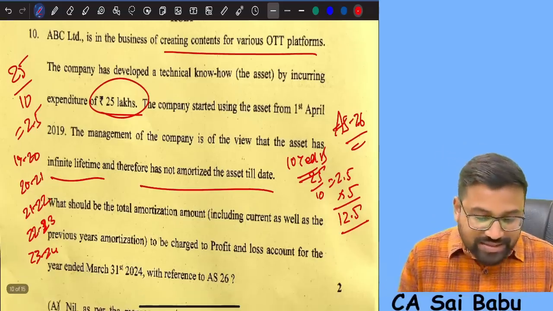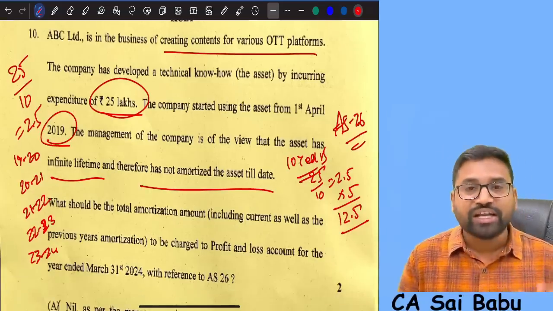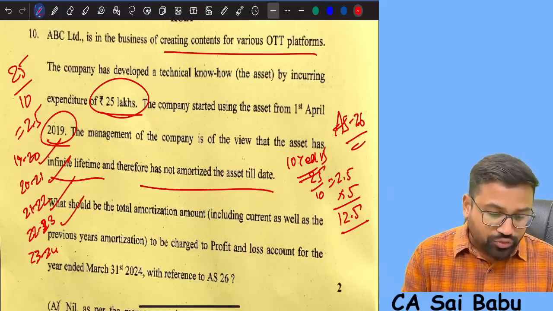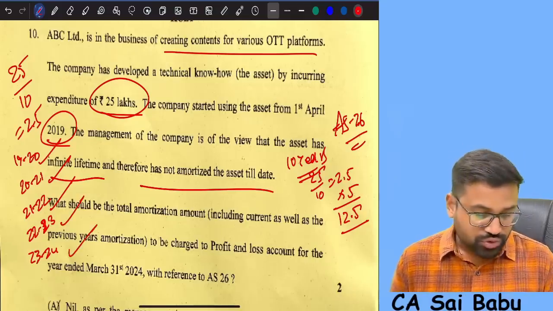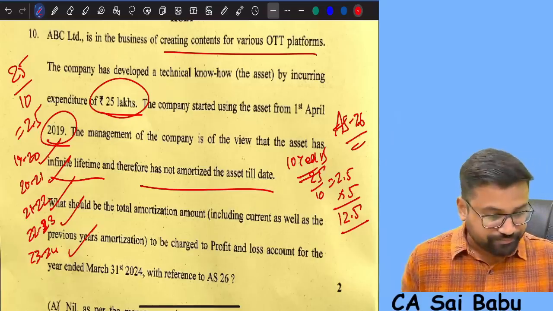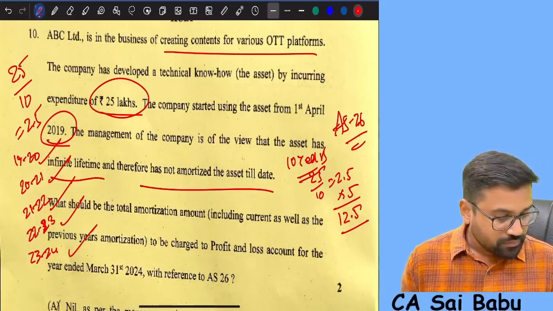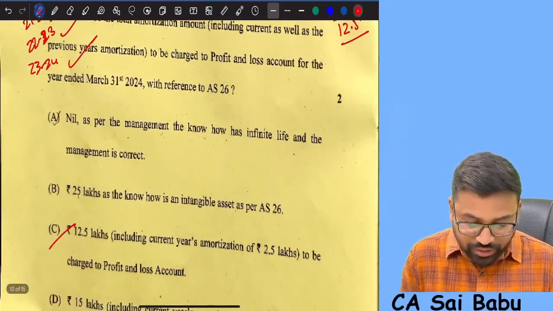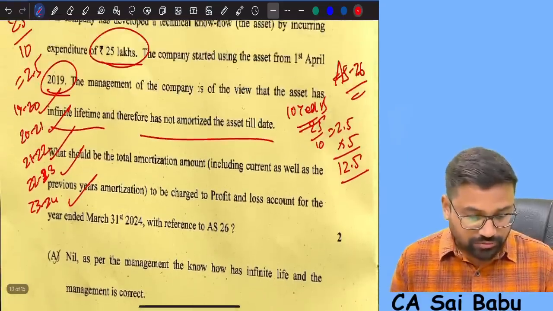per annum. See, I started using this machinery from 2019. So 19-20, 20-21, 21-22, 22-23, 23-24. So totally 5 years, including current year. So 5 into 2.5. So total it is 12.5, sir. So 12.5 I need to amortize to the P&L account.